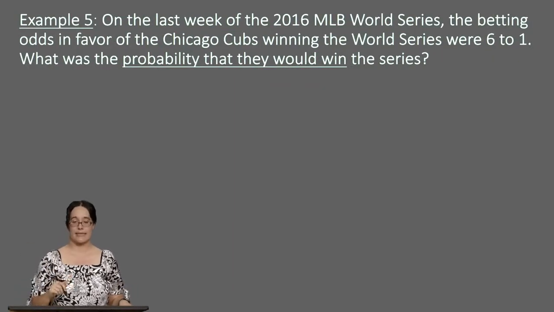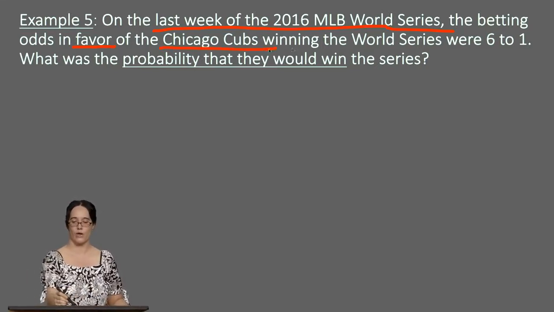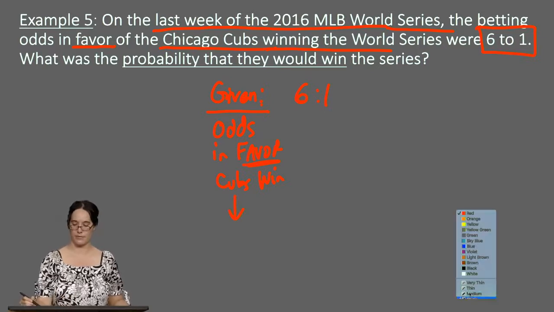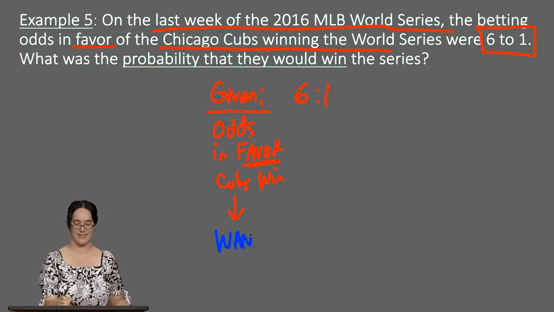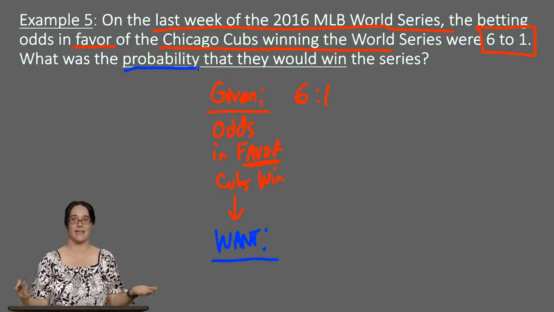That same year, in 2016, the last week of the MLB World Series was occurring, and I went and checked that the betting odds in favor of the Chicago Cubs winning the World Series were 6-1. So we're given that the odds in favor that they win, so of a Cubs win, was 6-1. And what do we want? This time they would like me to make it into a probability. So how likely is this as a percentage, let's say?